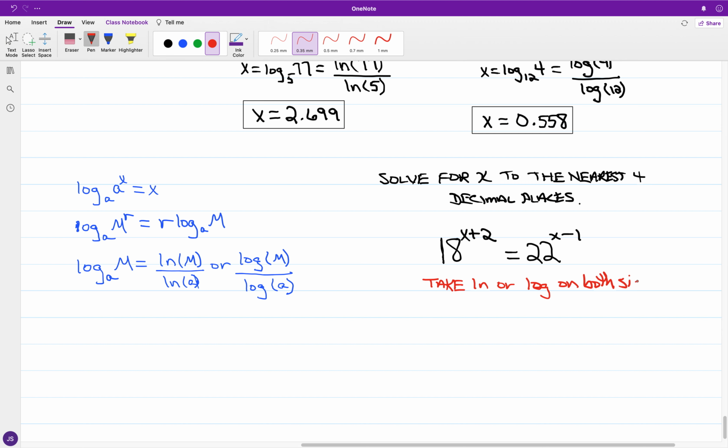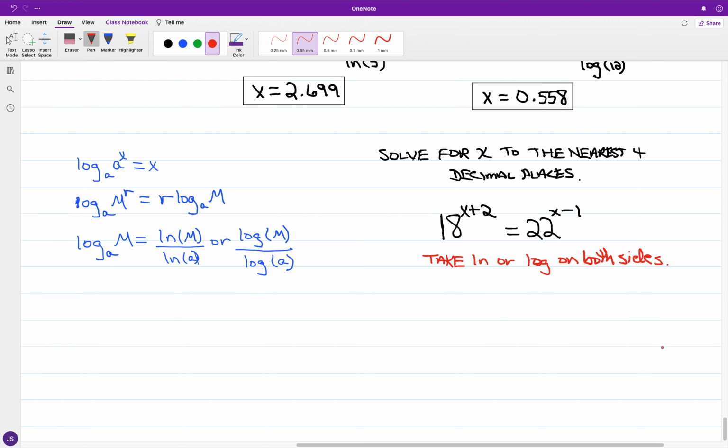And I can understand why one might be inclined to take the base 18 logarithm, and there would be an advantage if I did not have the exponent in x to be applied to 22 as well. Okay, so if I take ln or log, I'll go with natural logarithms. So I have the natural logarithm of 18 to the x plus 2 is equal to the natural logarithm of 22 raised to the x minus 1.